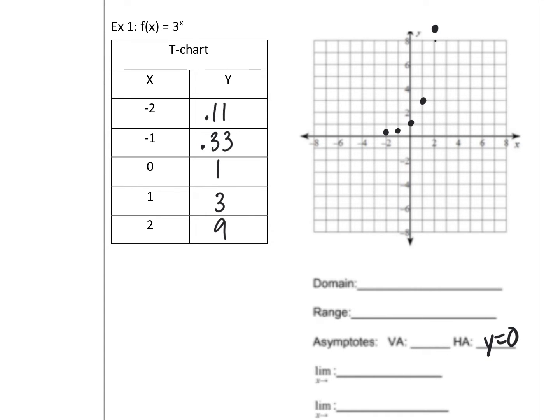Will there be a vertical one? No. Never. On these there's not going to be a vertical one. So now what I'm going to do is go ahead and graph that horizontal asymptote, just so I can see what that looks like.